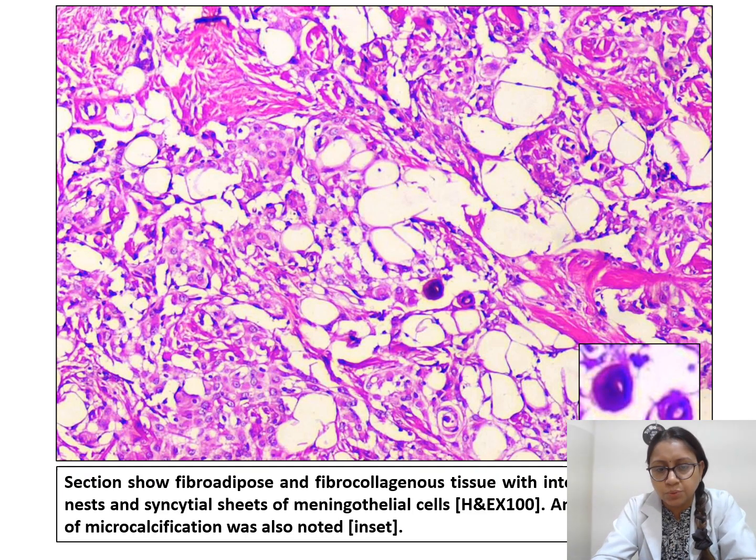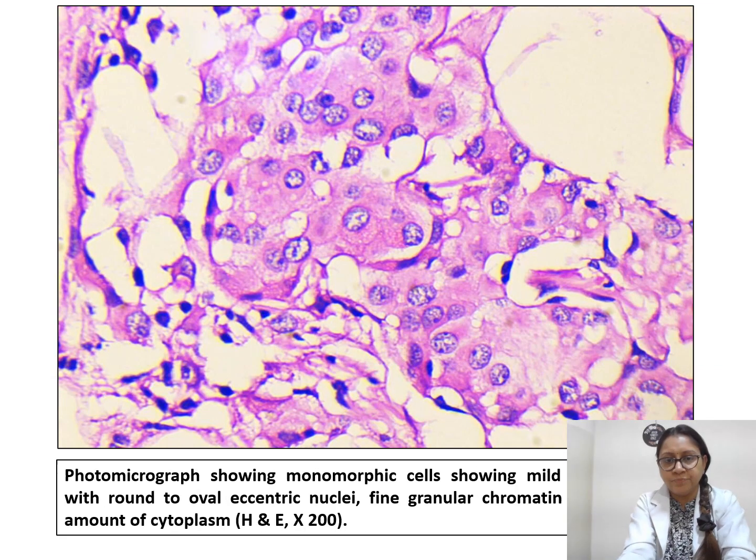In this section, what are you seeing? Extensive fibroadipose and fibrocollagenous tissue, okay? And then what you are seeing, nests and syncytial sheets of meningoepithelial cells. And in the middle, the dark blue is your microcalcification. In fact, I put this in the inset box, you will see on the right hand side. This is the image of microcalcification which I have put here. So see, this is a high power view.